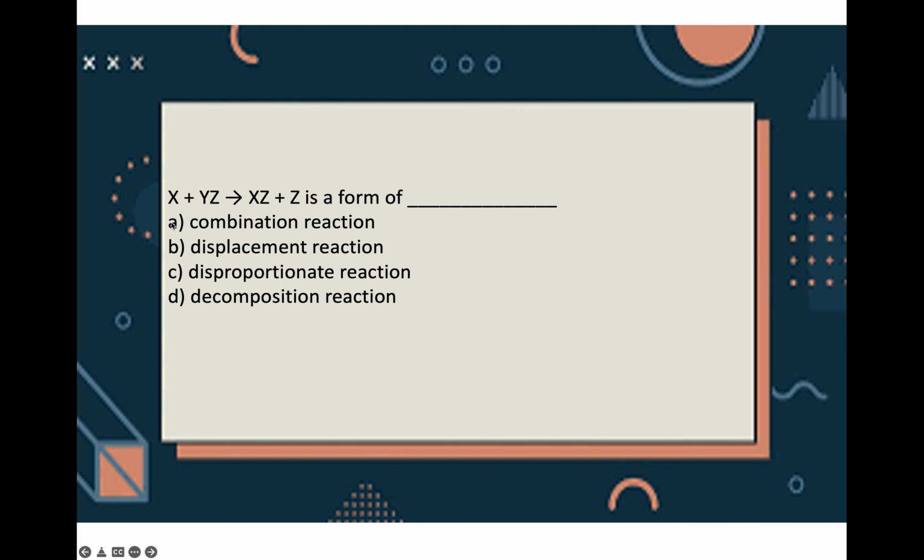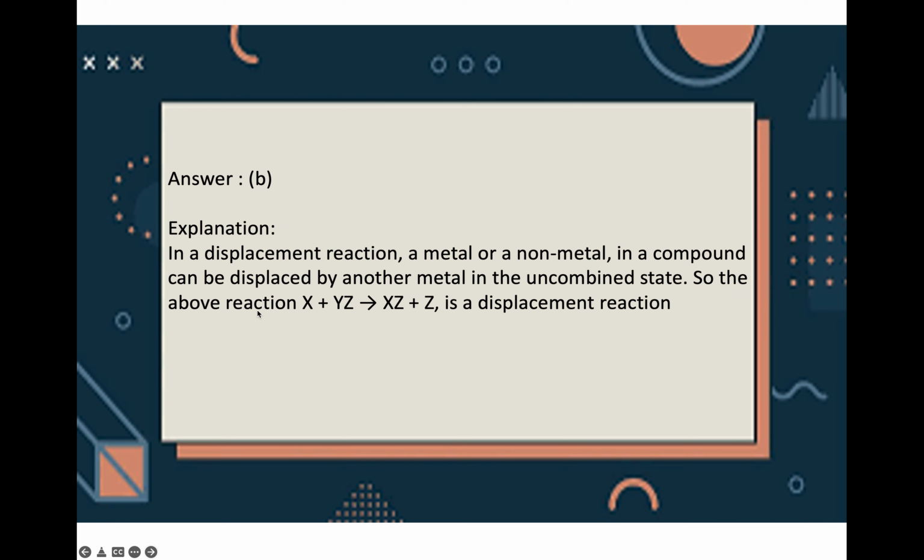Then this reaction X plus YZ gives XZ plus Y. It is a form of combination, displacement, disproportionation or decomposition reaction. Option is B, displacement reaction. In a displacement reaction, a metal or a non-metal in a compound is replaced by another metal in its uncombined state. See, this is uncombined, so it replaces Y, and X and Z combine together, leaving out Y. So XZ plus Y, here it is wrongly given as Z. It is a displacement reaction.